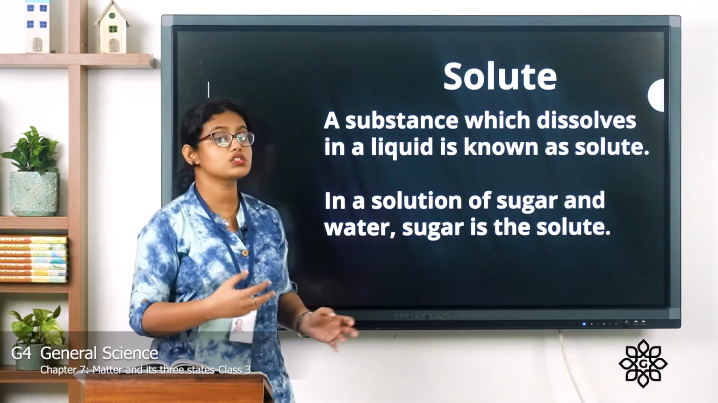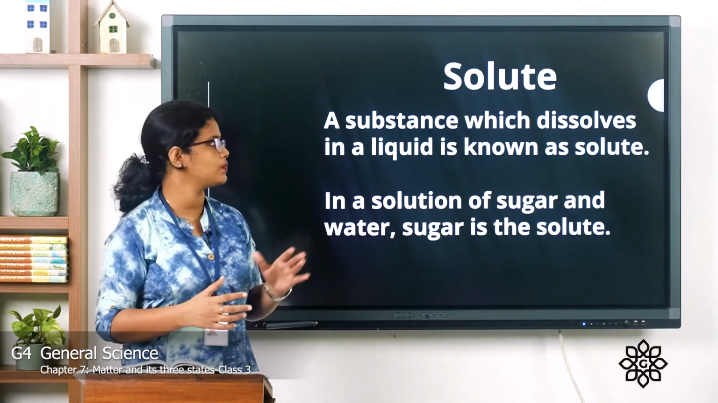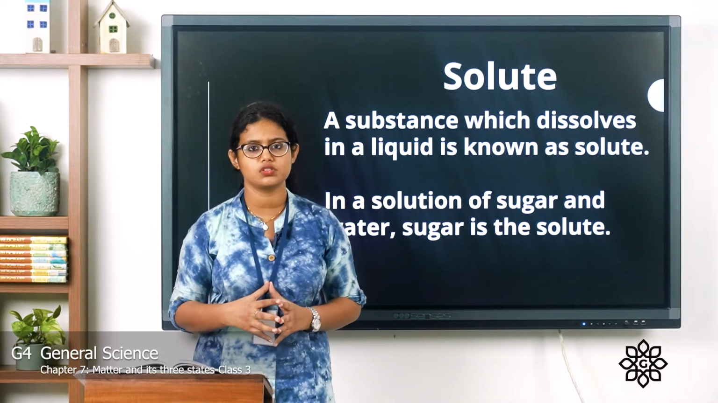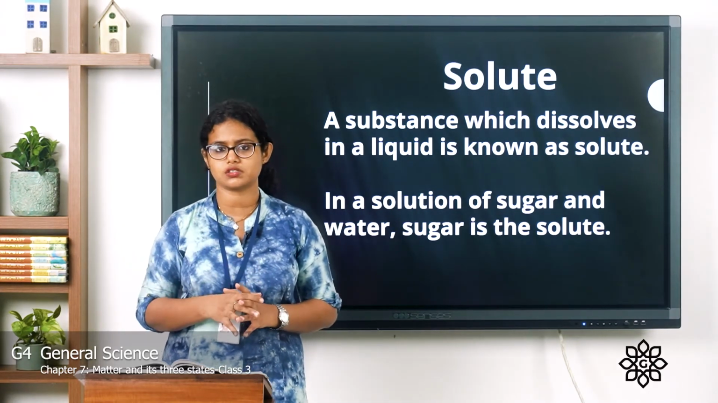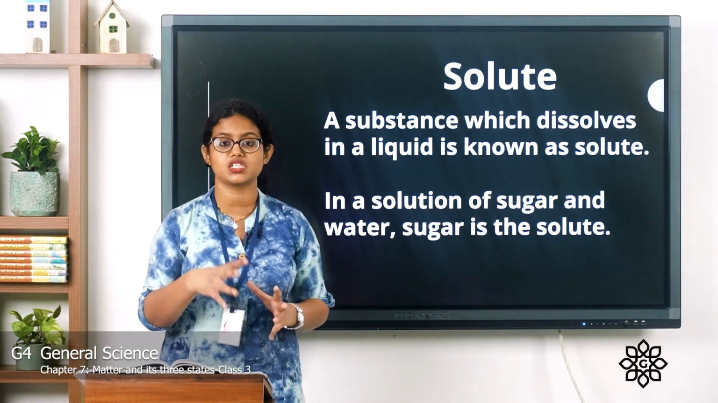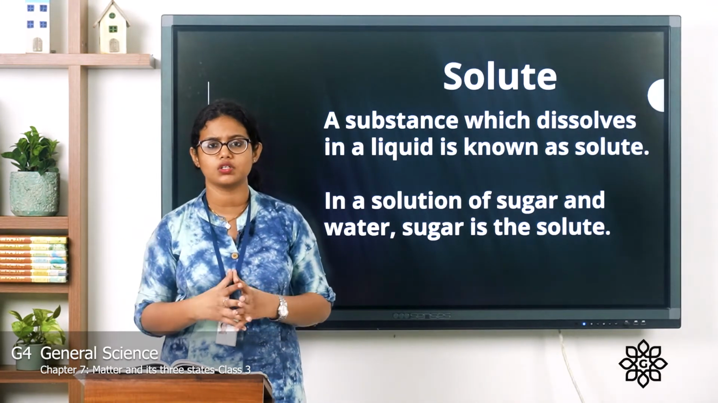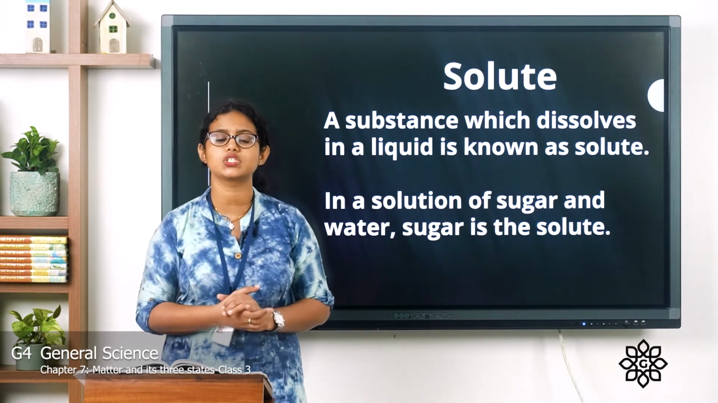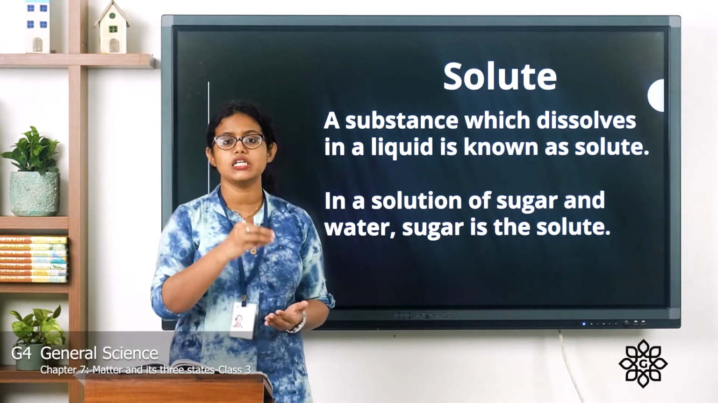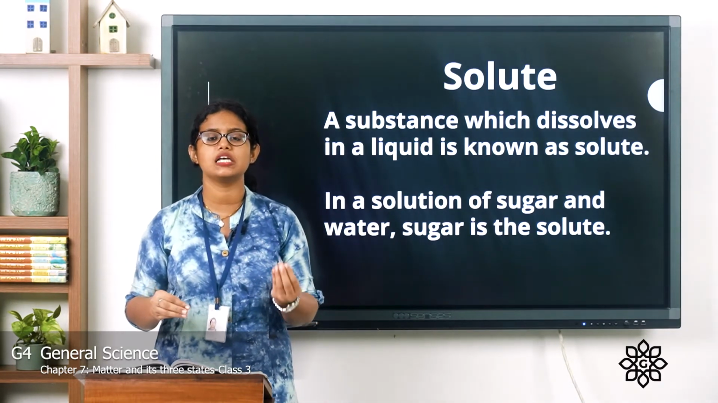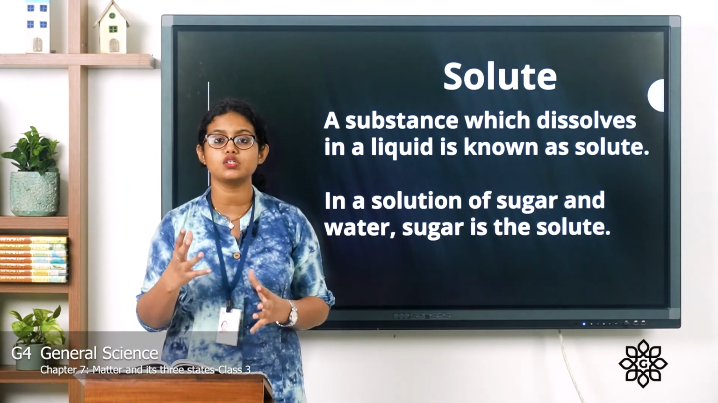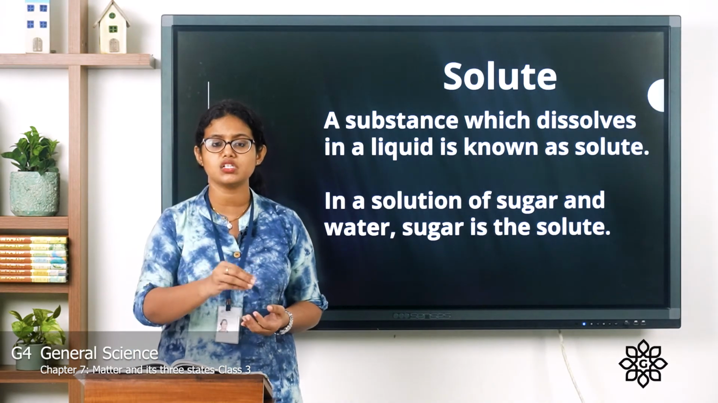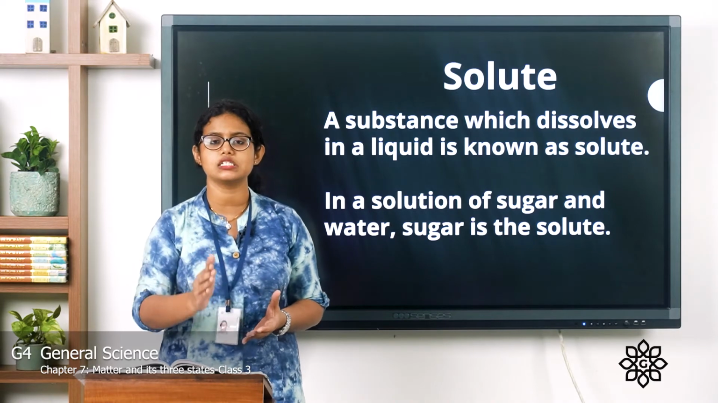Now let's see what a solute is. A substance which dissolves in a liquid is known as solute. Let's take the first example that we discussed, the sugar solution. It is a solution of sugar and water. In this, which is the solute? The solute here is the sugar. The sugar dissolves in water, so sugar is the solute. What about in a salt solution? The solute there is the salt. The salt dissolves in water, so salt is the solute.